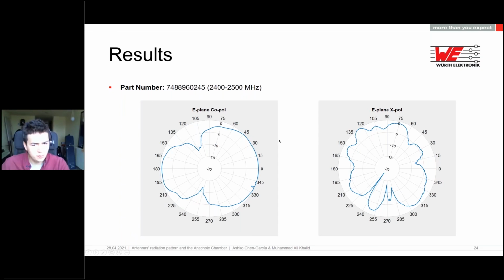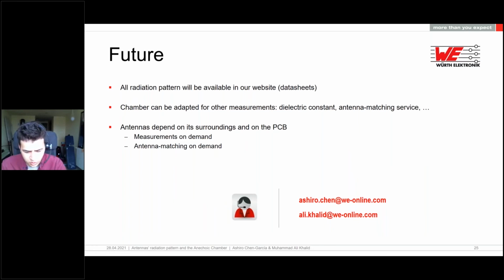So for the future, as I said, all the radiation patterns of these antennas will be added to the datasheets, because right now they are not available. And I would like to comment also that the chamber can be adapted for some other kind of measurements: dielectric constant, and for different antennas, with the antenna matching service that we offer.